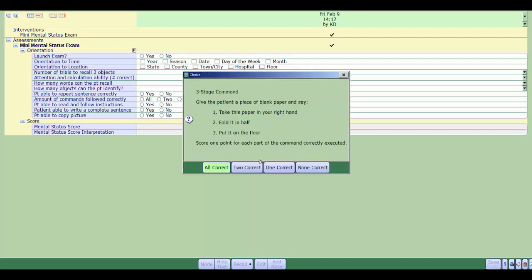The 3-stage command wants the patient to follow step-by-step instructions and mark how many are correct. In this case, we are asking the patient to take a piece of paper in their right hand, fold it in half, and put it on the floor.